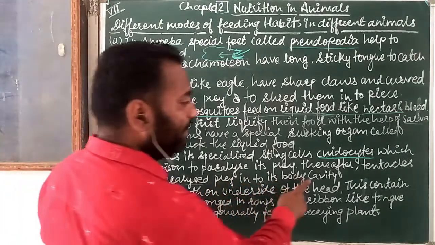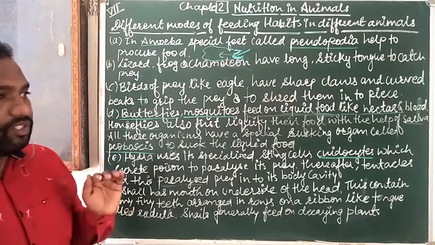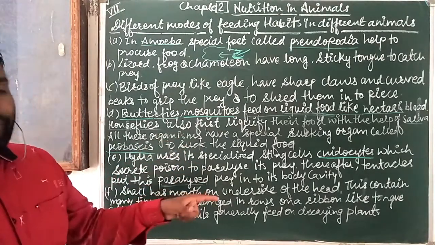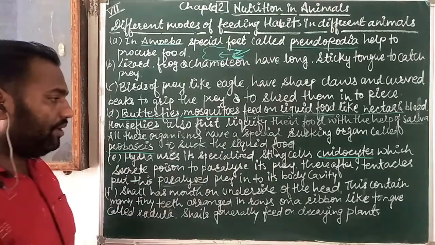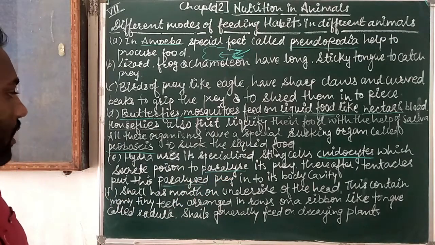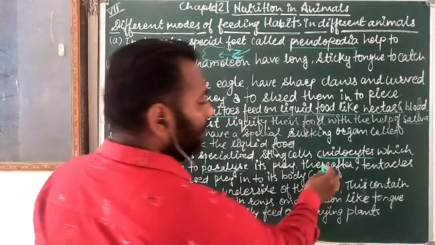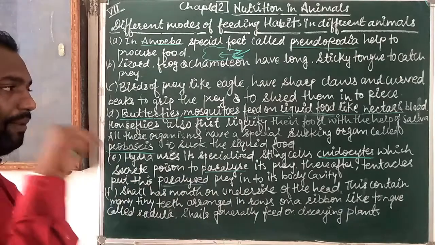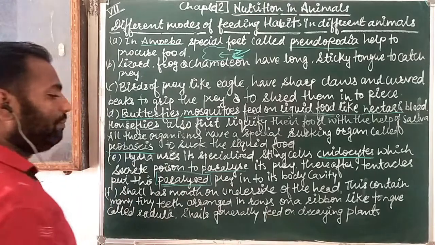So they penetrate the body of the prey through the sting cells, through the nematocytes, and make them paralyzed. Thereafter, the tentacles put this paralyzed prey into the body cavity. Got it? Tentacle is a special structure that puts the paralyzed prey into the body cavity. I think you understood that.